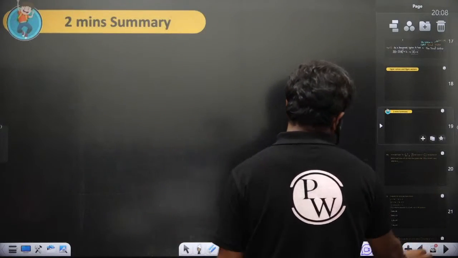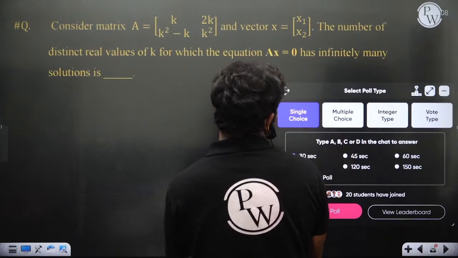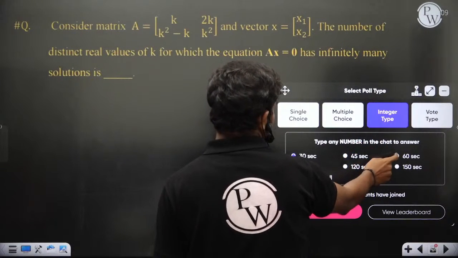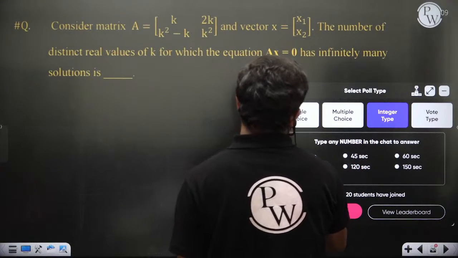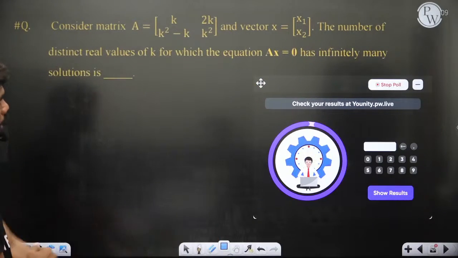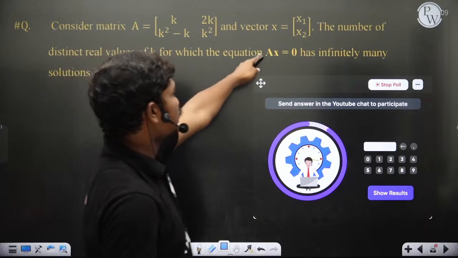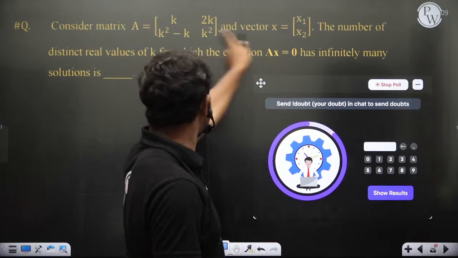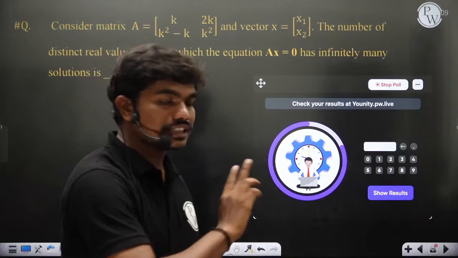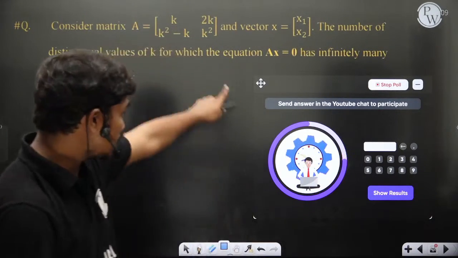Let us solve this question. It's a 2 by 2. It's an integer type question, maybe some 90 seconds. Okay, 90 is more, but you take your time, just solve it. Consider a matrix A and vector x1, x2. The number of distinct real values of k for which the system Ax equals 0, which is a homogeneous system, has infinitely many solutions is dash. How many distinct values of k can give you infinitely many solutions for that system?